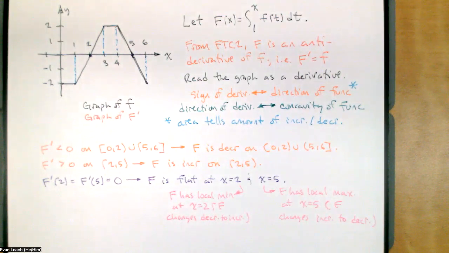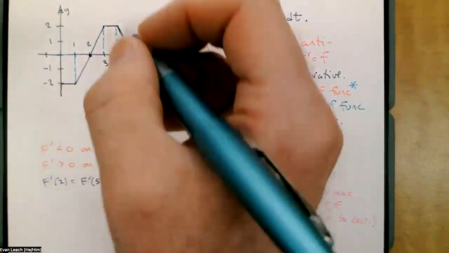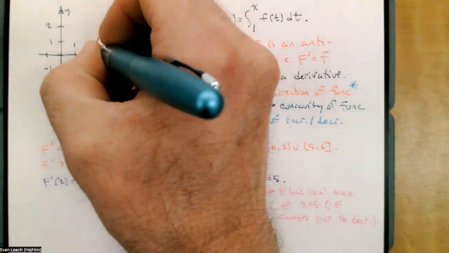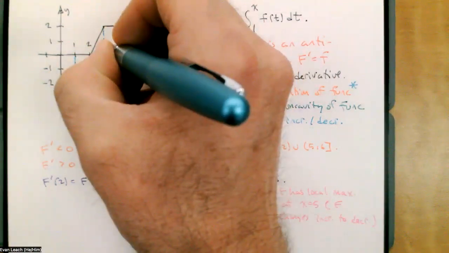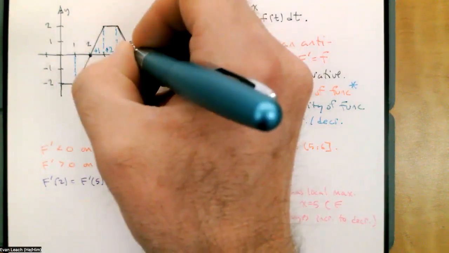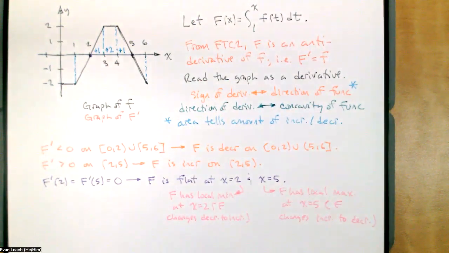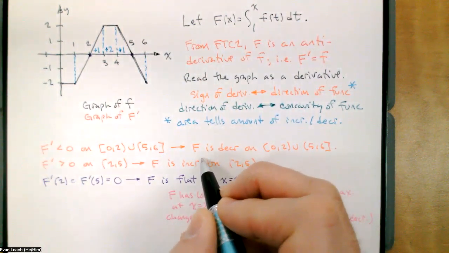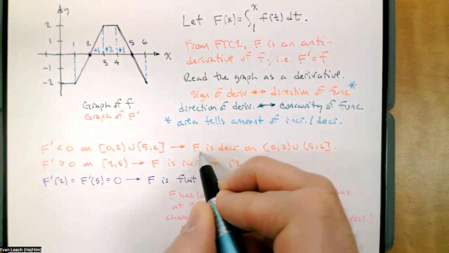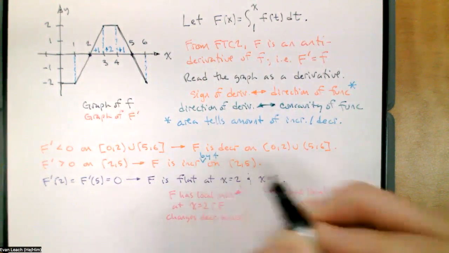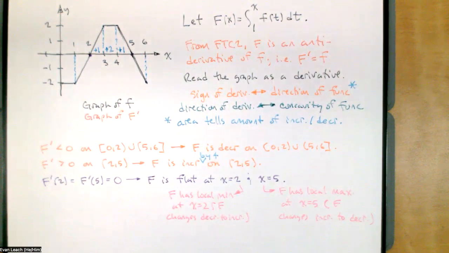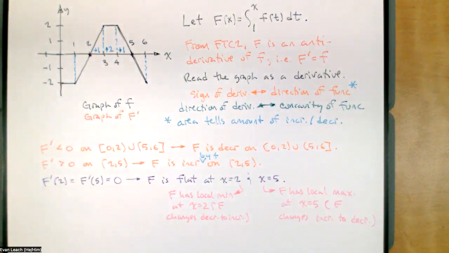If we look at the amount of increase between 2 and 5, from 2 to 3, we have an area of 1, so we have an increase of +1. From 3 to 4, we have an increase of 2. And from 4 to 5, we have an increase of 1. So F increases by 4 on the interval from 2 to 5, because the area tells us the amount of increase.